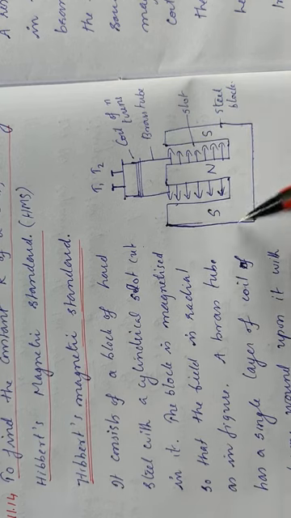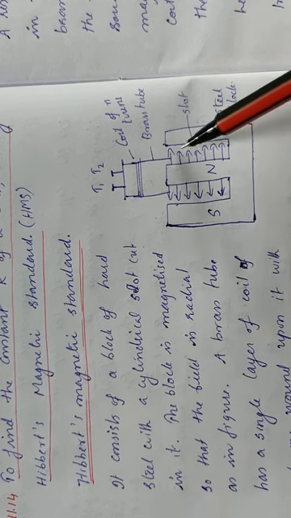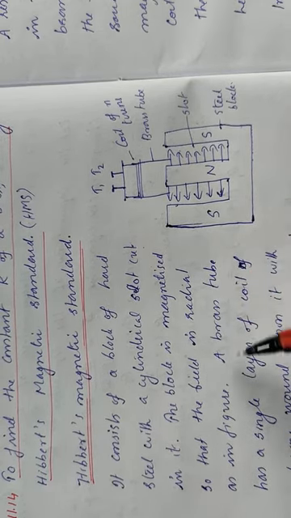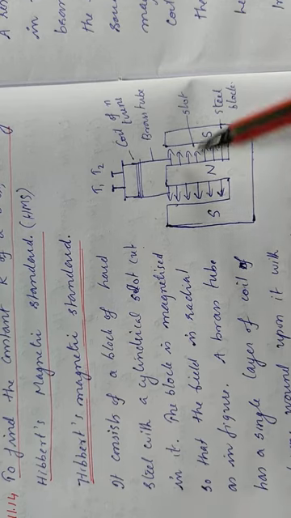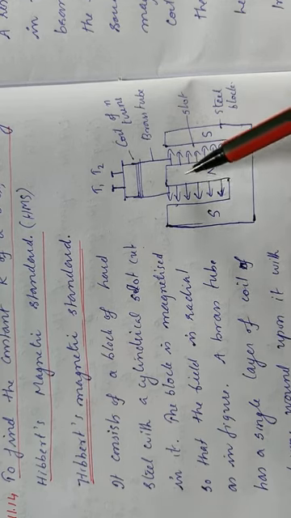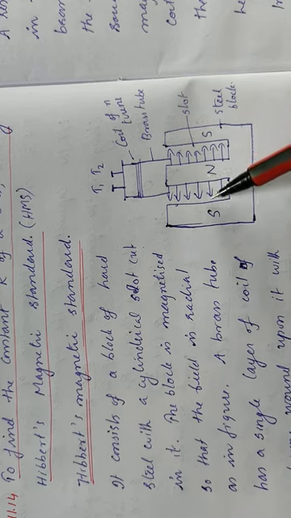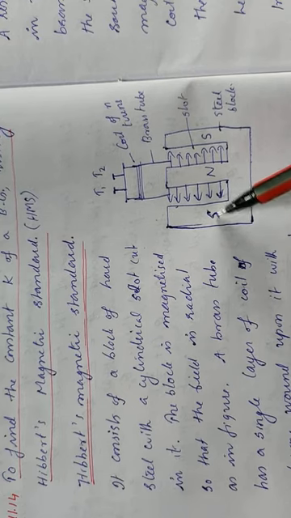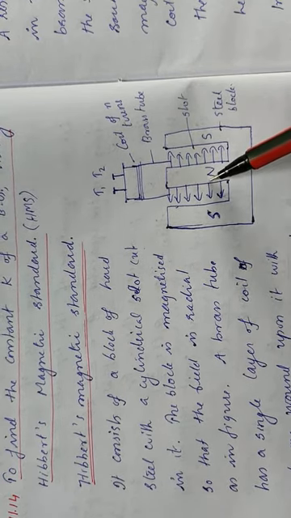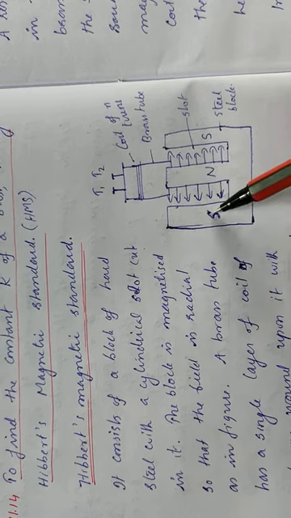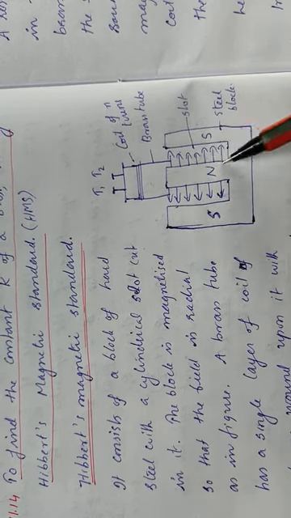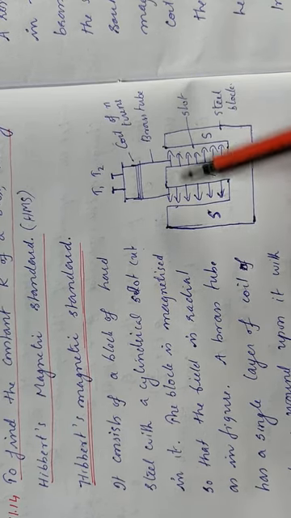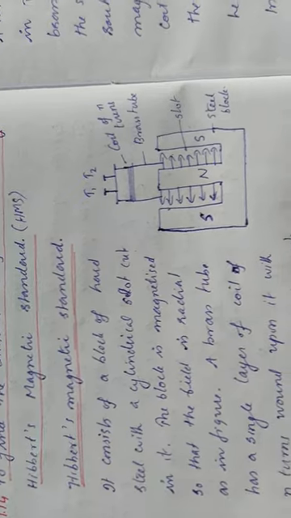So this is a complete block and two cylindrical slots cut into it, and the block is magnetized so that the field is radial as in the figure. So here I have shown the polarity of this magnetic field. In this region this is south, this is north, and for this region this is north and south. The arrangement is done such that the magnetic field is radial.